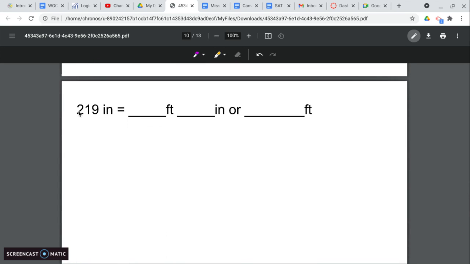All right. Inches in terms of feet and inches or in terms of just feet. So we're going from smaller to larger, so we're going to divide. So 219 divided by 12. We're going to find that that's 18 feet. 12 times 18 is 216. So 219 minus 216 leaves us with 3 inches left over. Or we can say it's 18 and 1/4 feet.